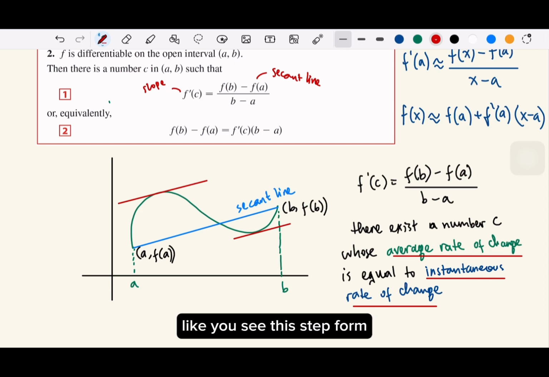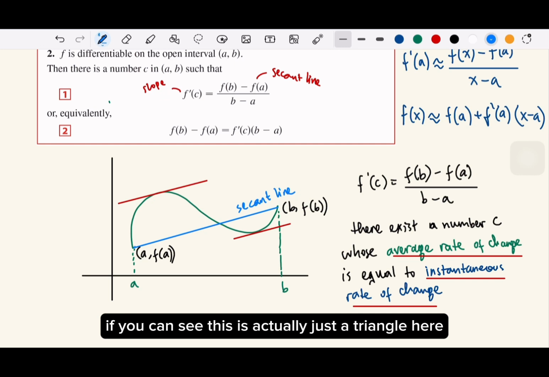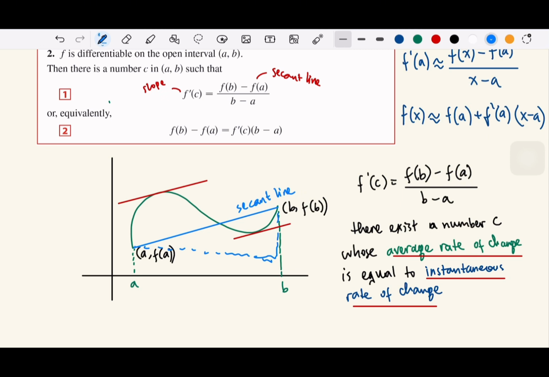While this, you see the form. Remember the average velocity from the first part of our course today. So this is the average velocity or average rate of change, which means there will be some number where these two will be equal, as in this graph here. This is basically the ratio of this triangle. In the geometric perspective, this is the triangle. So this is f(b) minus f(a), over b minus a.